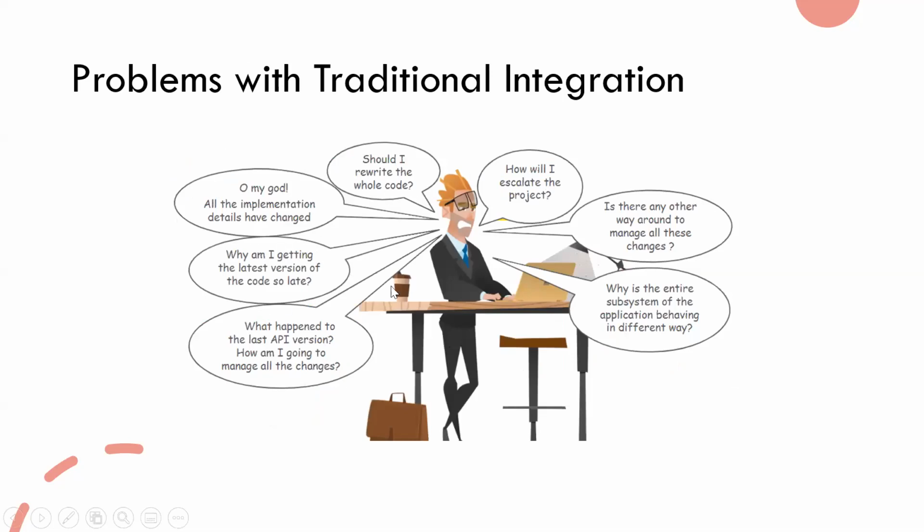These are some of the problems, if we list out a few of them. Sometimes the API version, whatever the last one was, is not being pushed to the newer version. The latest version of code we are getting very late, or sometimes the entire implementation details have been changed, so the test team has to write a different test suite. These are some of the issues we used to face related to the late delivery or late deployment of the code.